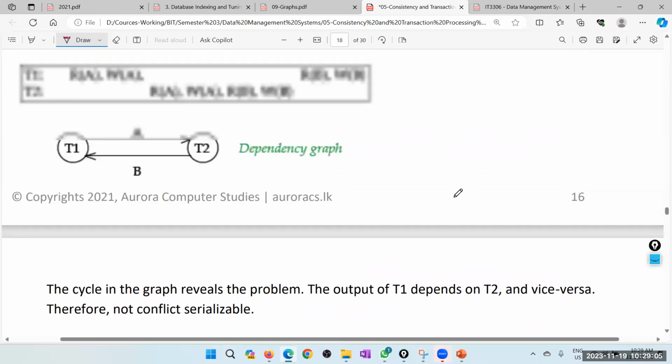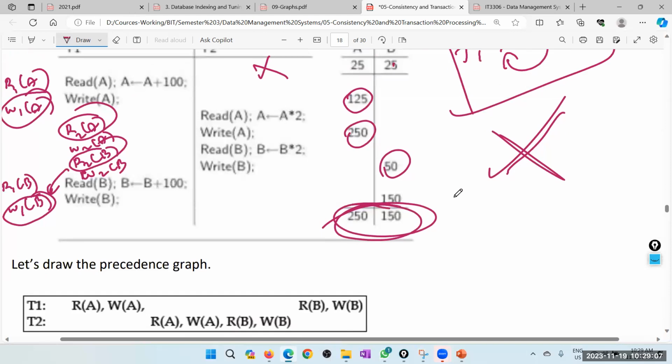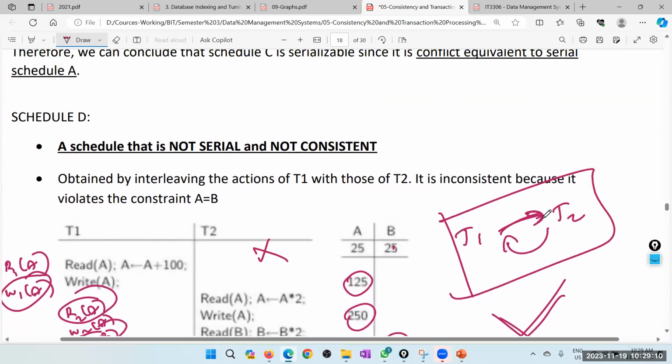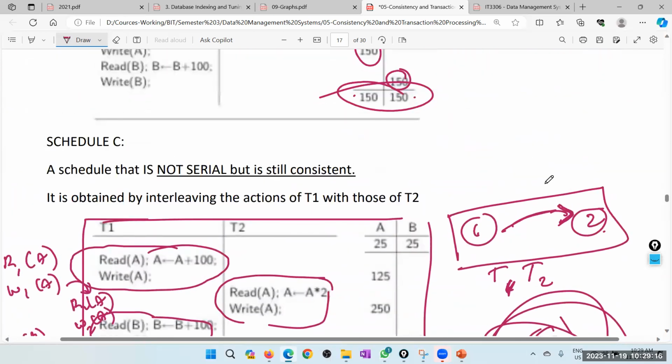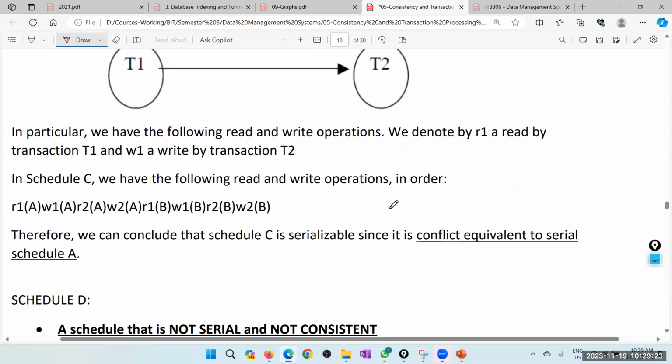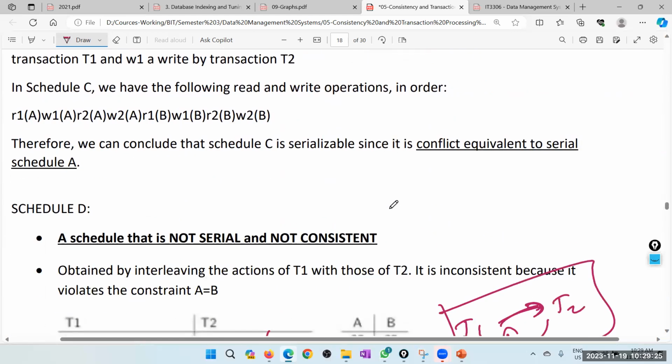So there are some situations where it's not that easy to tell what is the equivalent serial schedule. But this is very straightforward. We can clearly say the equivalent serial schedule is T1 and then T2. Okay. Right. So now let's do a past paper question, because now we are done with conflict serializability.